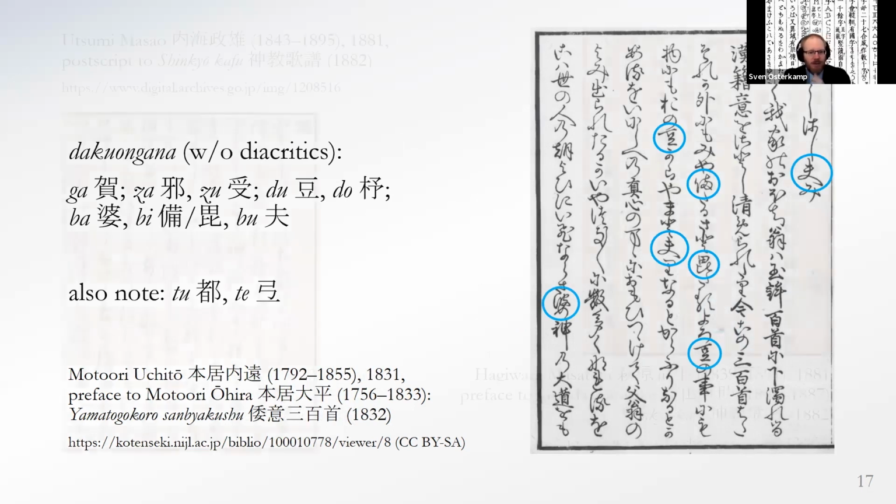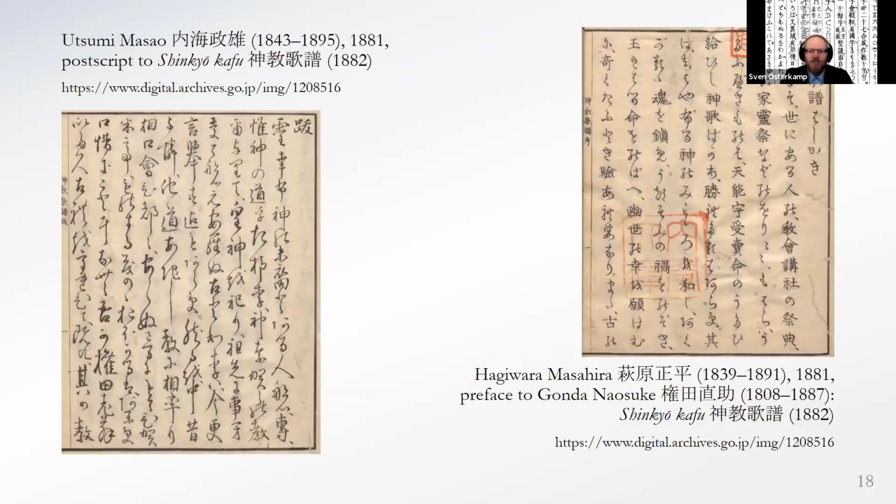So let's also have a look at one such case from early Meiji times. Here, for instance, we see the preface and postscript to a publication by Gonda Naosuke, who had studied under Hirata Atsutane. The two short texts are by authors belonging to the next generation again, both of which had studied under Gonda.